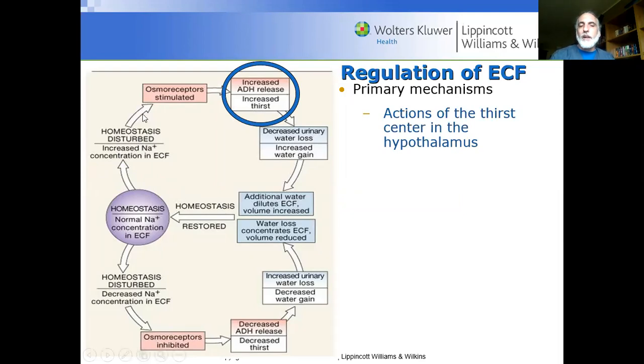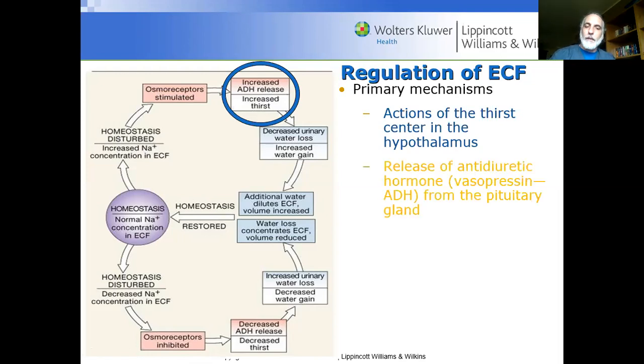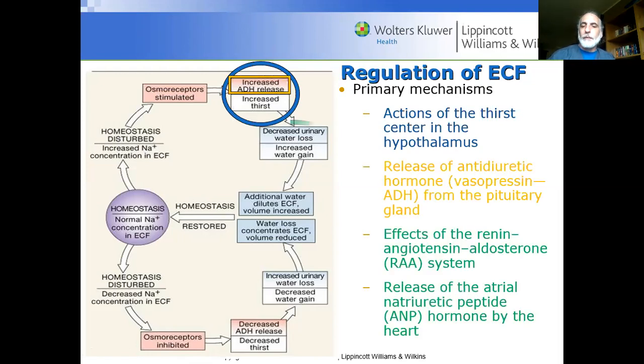The osmoreceptors are stimulated because of that. And remember that hormone, ADH, antidiuretic hormone, vasopressin, okay, increases the release of ADH. Also triggers the thirst center in the hypothalamus. Boom. Decreases urinary water loss. The thirst center increases water gain because you're thirsty, you drink.